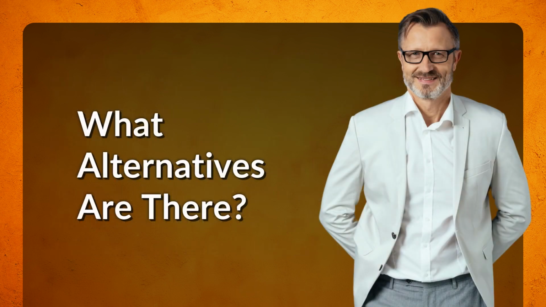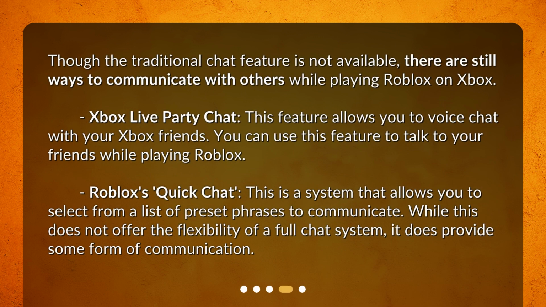What alternatives are there? Though the traditional chat feature is not available, there are still ways to communicate with others while playing Roblox on Xbox. Xbox Live Party Chat. This feature allows you to voice chat with your Xbox friends. You can use this feature to talk to your friends while playing Roblox. Roblox's Quick Chat. This is a system that allows you to select from a list of preset phrases to communicate. While this does not offer the flexibility of a full chat system, it does provide some form of communication.